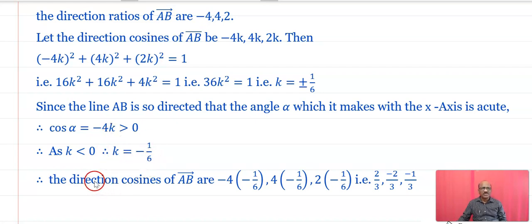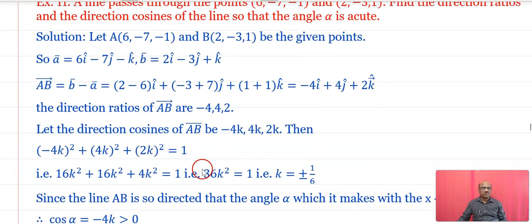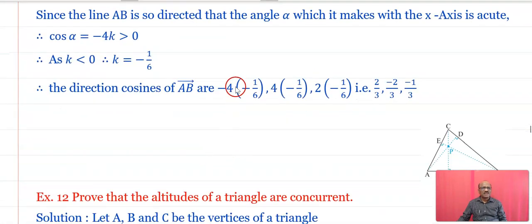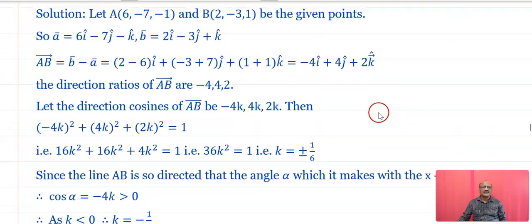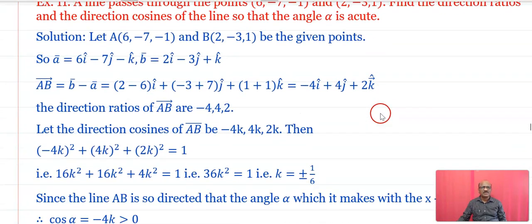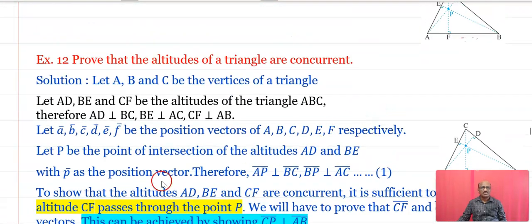Therefore, the direction cosines of AB bar are minus 4 into minus 1 by 6, 4 into minus 1 by 6, and 2 into minus 1 by 6. If we simplify it, minus minus will become plus, that is 2 by 3. Again, plus minus is minus 2 by 3. And the last is minus 1 by 3. These are the direction cosines of AB bar. Okay, now the next problem.